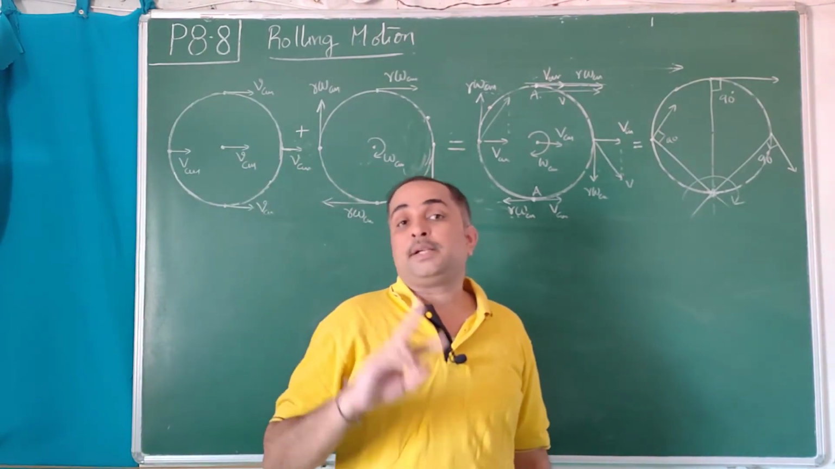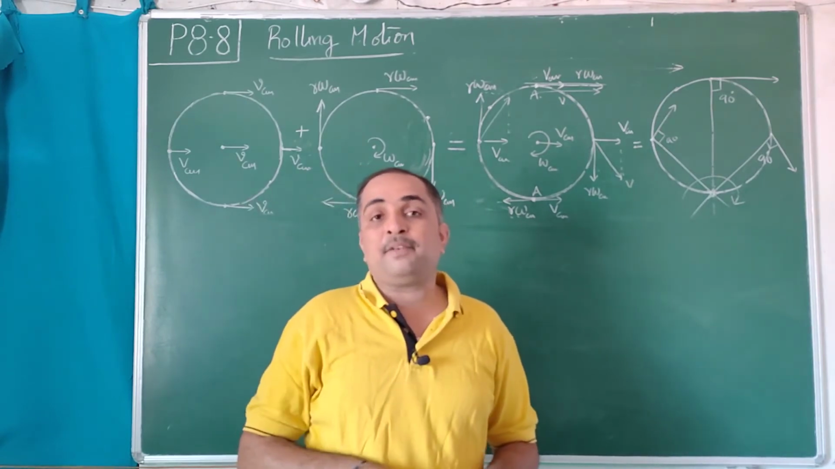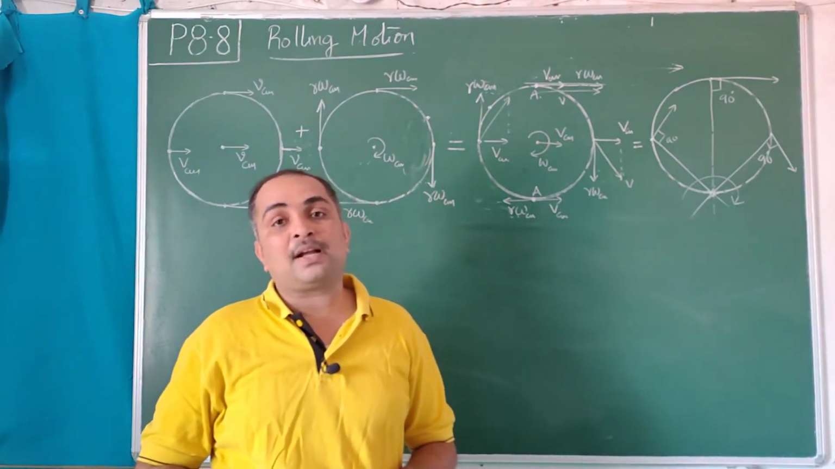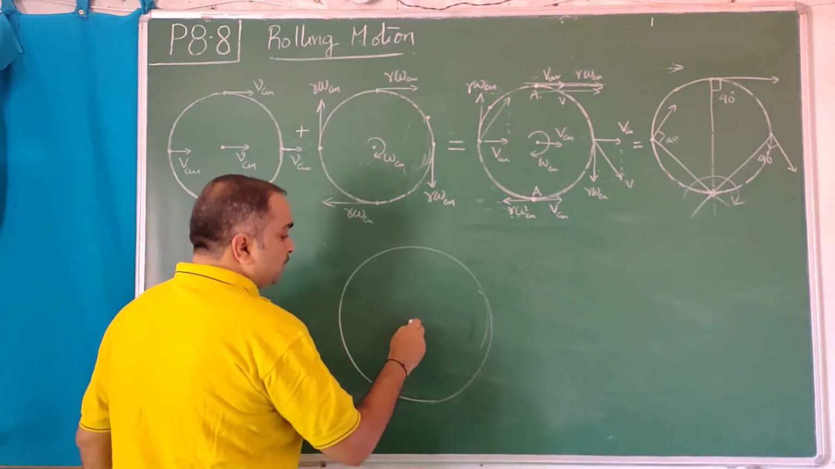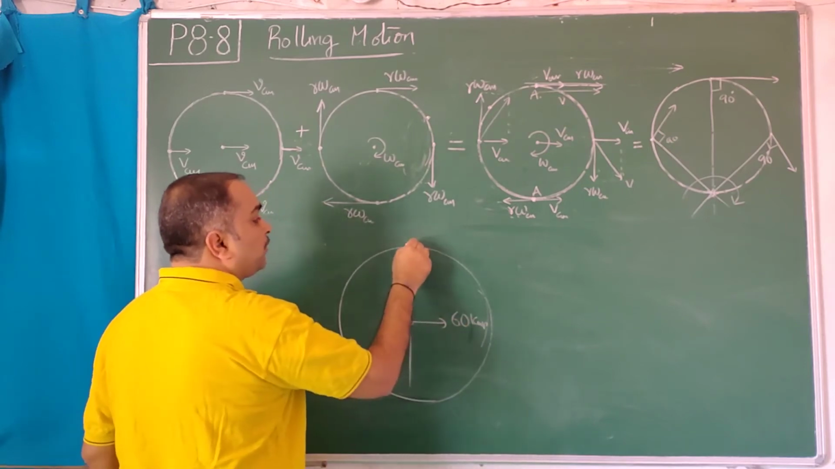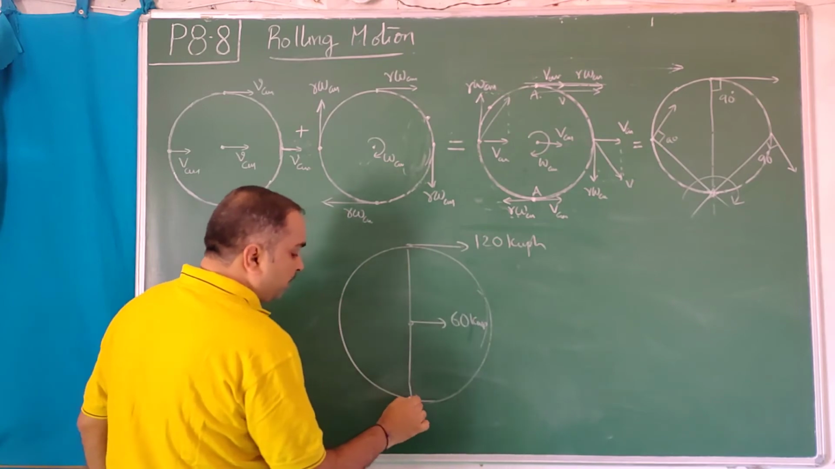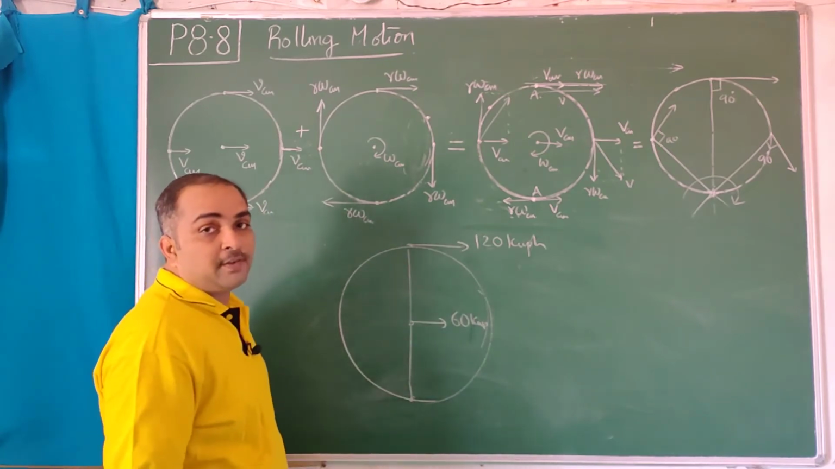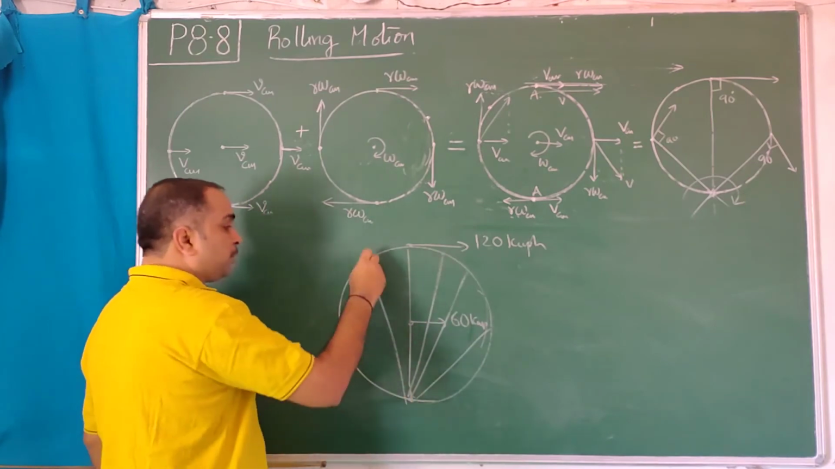And the uppermost points of your wheel will be double the speed. Suppose your car is going at 60 kmph. The uppermost periphery of the wheel of the car, suppose this is your wheel, you are going at 60 kmph. This point of the wheel will be going at 120 kmph, and this point will be at instantaneous rest when it is rolling without slipping. Similarly, every other point, you can find the velocity.